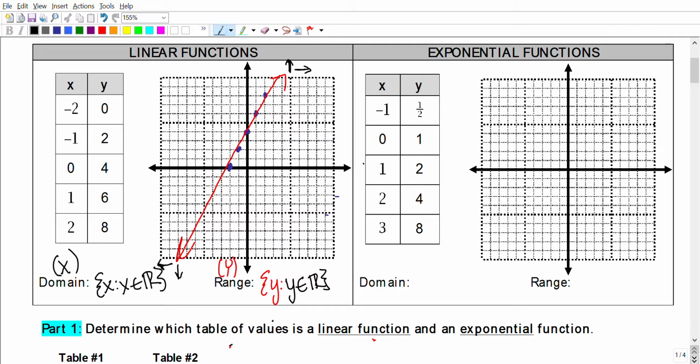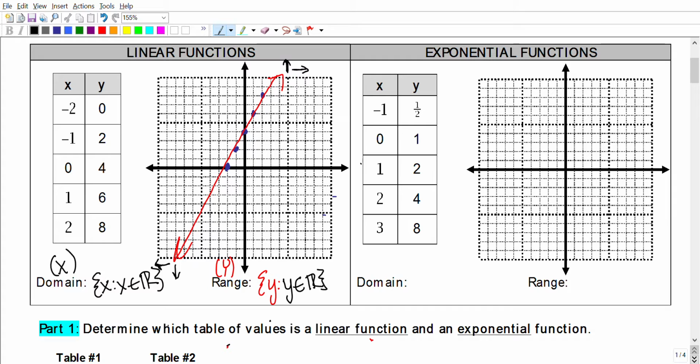Okay, all right, let's go ahead and talk about now our exponential functions. So in exponential functions, let's graph a few points that we are given. We have negative 1, 1/2, 0 comma 1, 1 comma 2, 2 comma 4, and 3 comma 8. So if you guys can see already, it kind of starts to taper off there. So this here is our exponential graph.